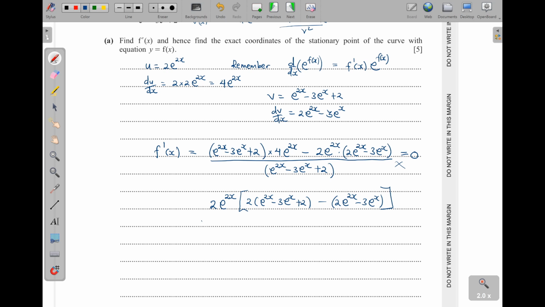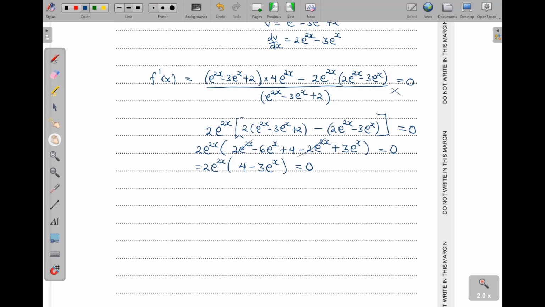Okay, then we shall have 2e to the power of 2x, open the brackets here. You have 2e to the power of 2x minus 6e to the power of x, then plus 4, minus 2e to the power of 2x, then plus 3e to the power of x. Then simplifying this one will give us 2e to the power of 2x. So this one will cancel with this one here, and then minus 6 plus 3, that is a minus 3. So we shall have 4 minus 3e to the power of x here, which is equal to 0.